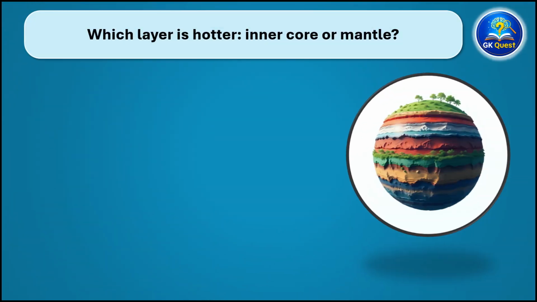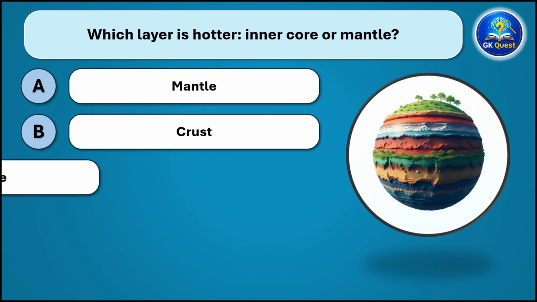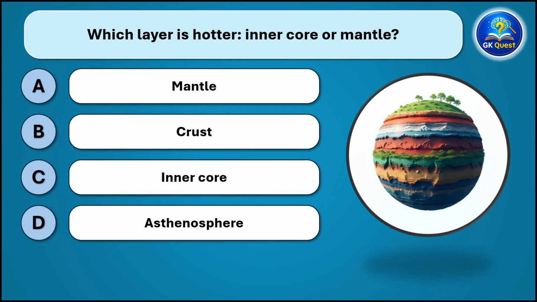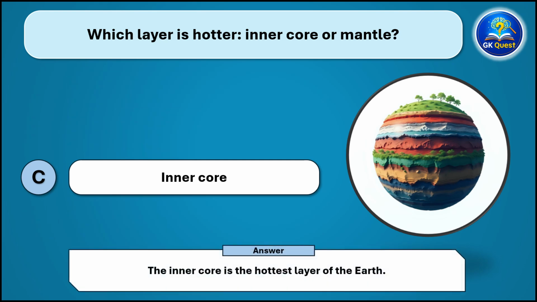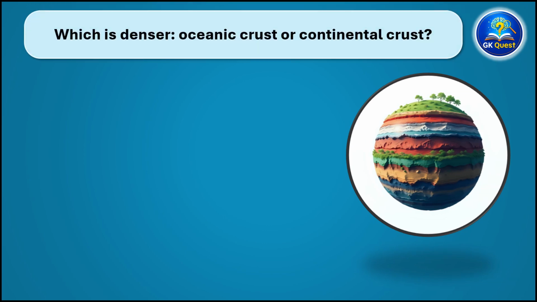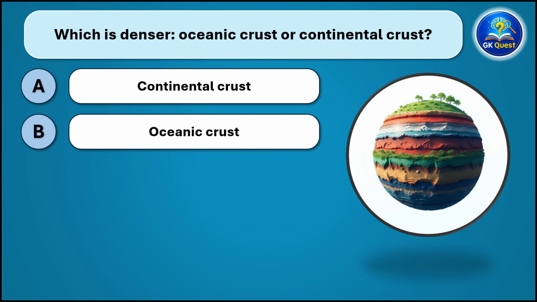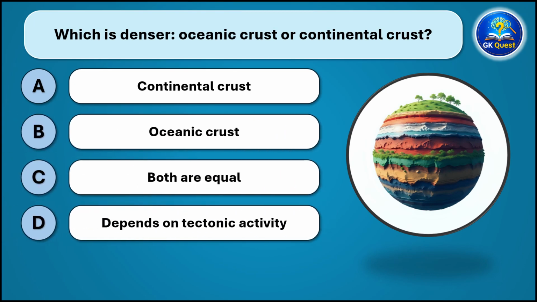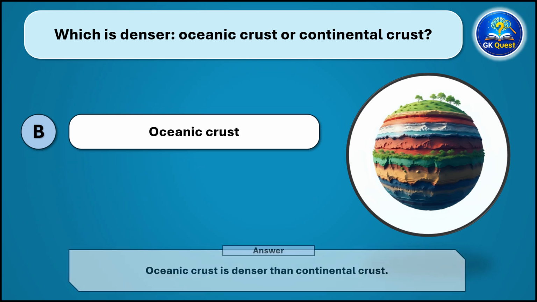Which layer is hotter, inner core or mantle? The inner core is the hottest layer of the Earth. Which is denser, oceanic crust or continental crust? Oceanic crust is denser than continental crust.